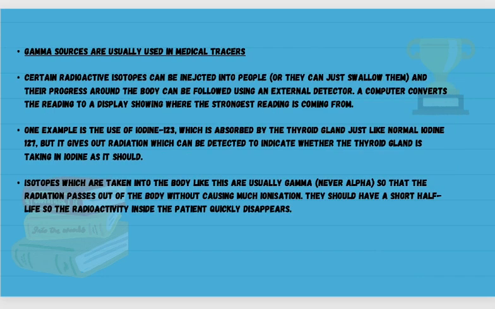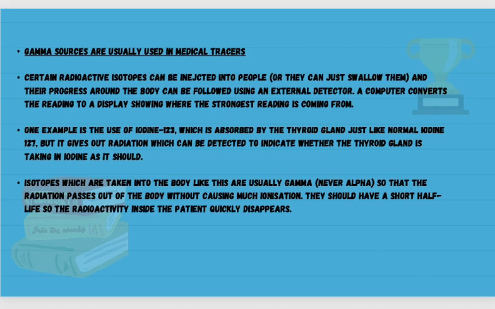Gamma sources are usually used in medical tracers. Certain radioactive isotopes can be injected into people, or they can just swallow them, and their progress around the body can be followed using an external detector. A computer converts the reading to a display showing where the strongest reading is coming from.